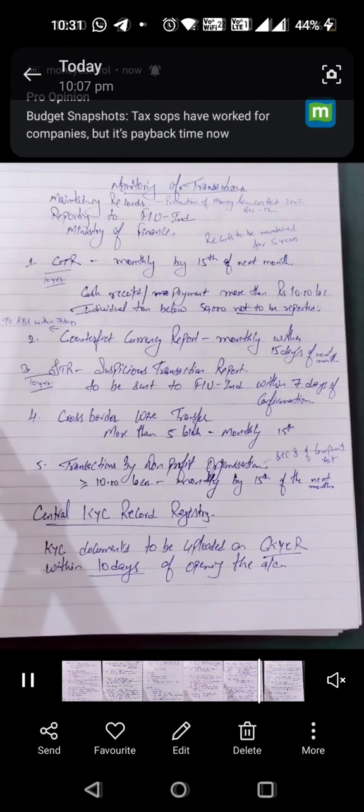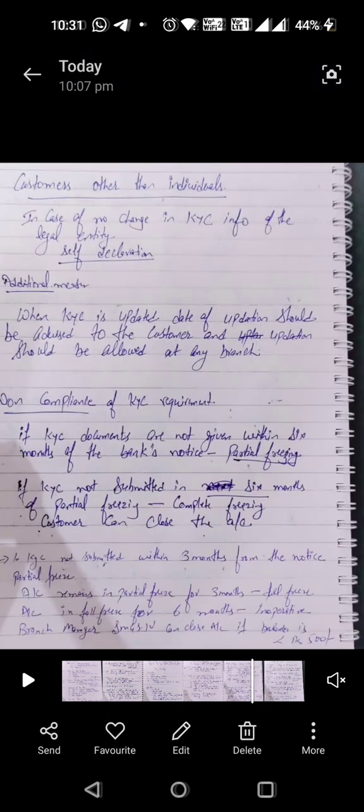Then we have the, just give me a second. This partial freeze, complete freeze.